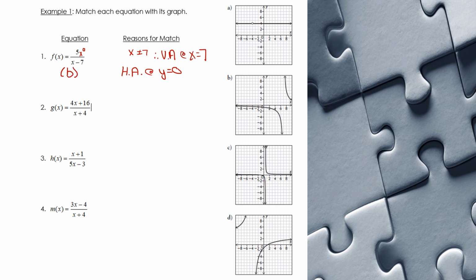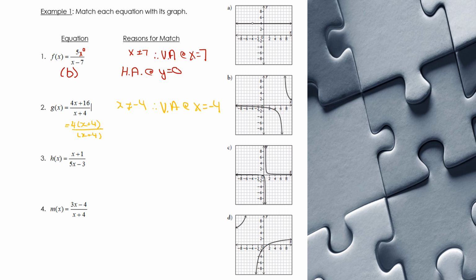Okay, now let's look at the second one. 4x plus 16 over x plus 4. We can do some factoring there. Change that to 4 times x plus 4 over x plus 4. Looking at the restrictions on the denominator, x cannot equal -4. That means we're going to have a vertical asymptote at x equals -4. So there's none there. Vertical asymptote at x equals -4. So what did I do wrong? I don't think it's D.